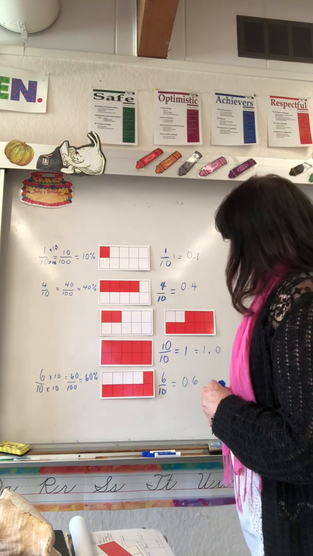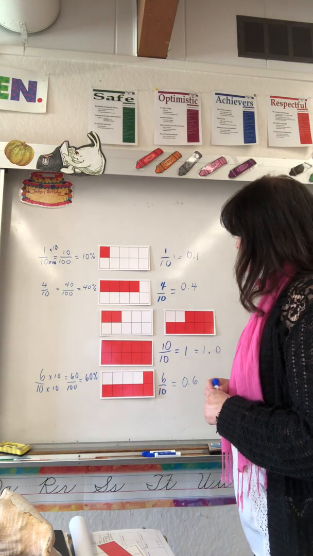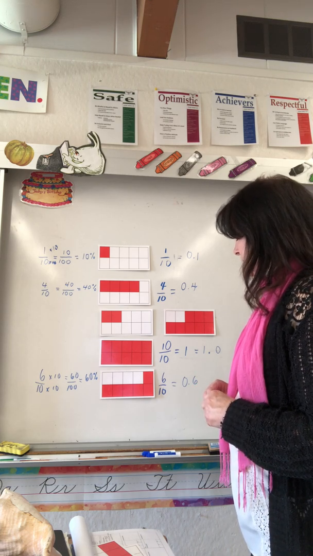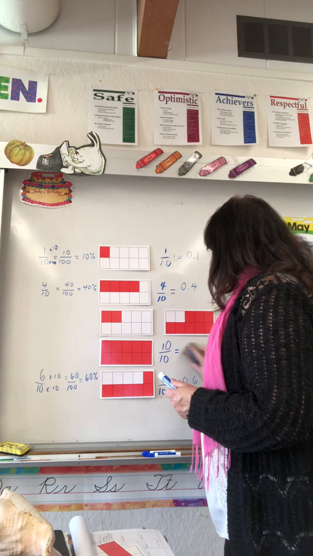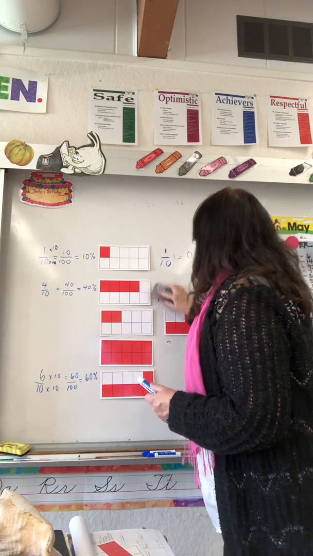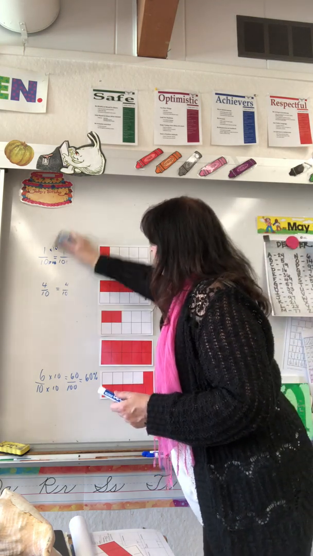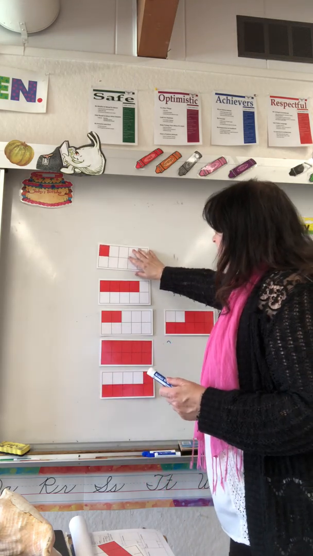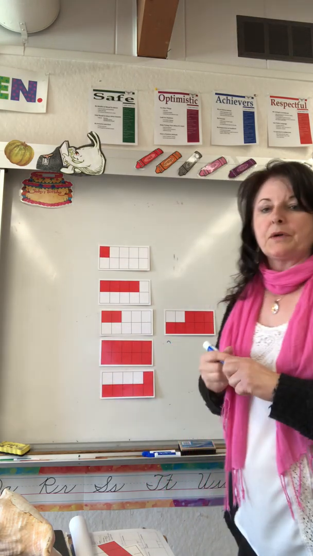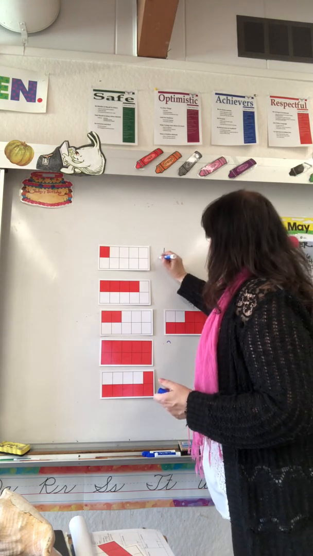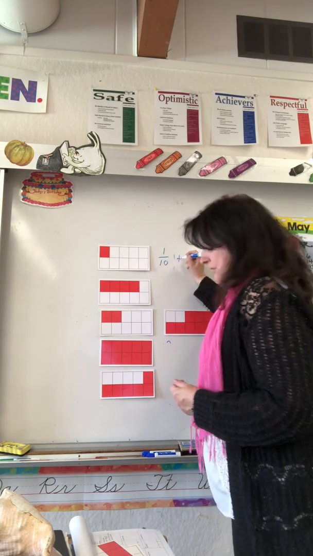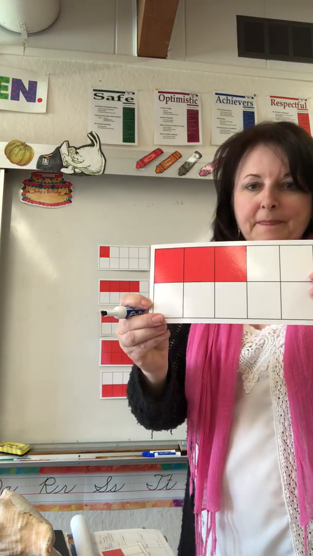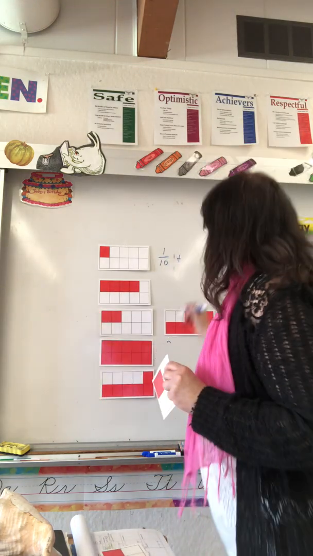All right, so let's take a look at how we could now add and subtract our fractions. So I'm going to erase this now. And we're going to start with this frame, and we're going to add something to it. So I've got 1 out of 10, and let's just see what I can add to it. I've got this card, and you can see that's 3 out of 10.